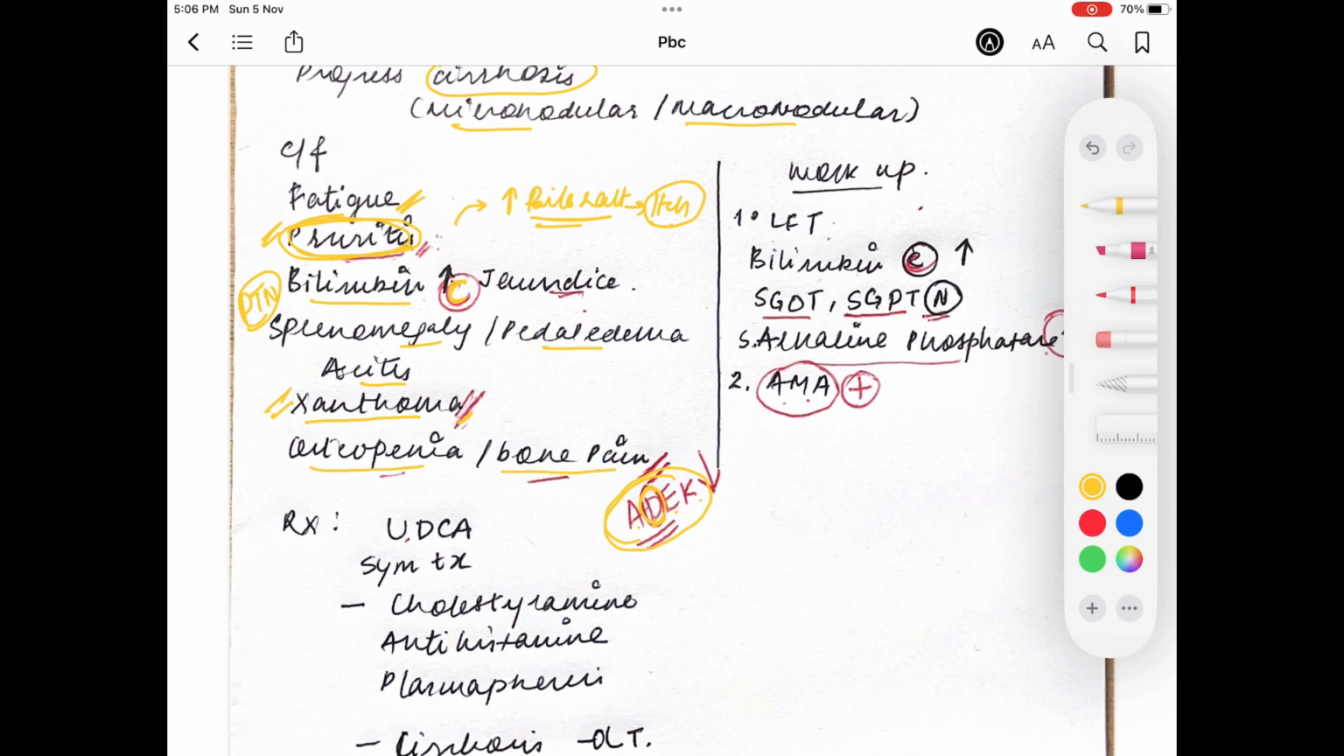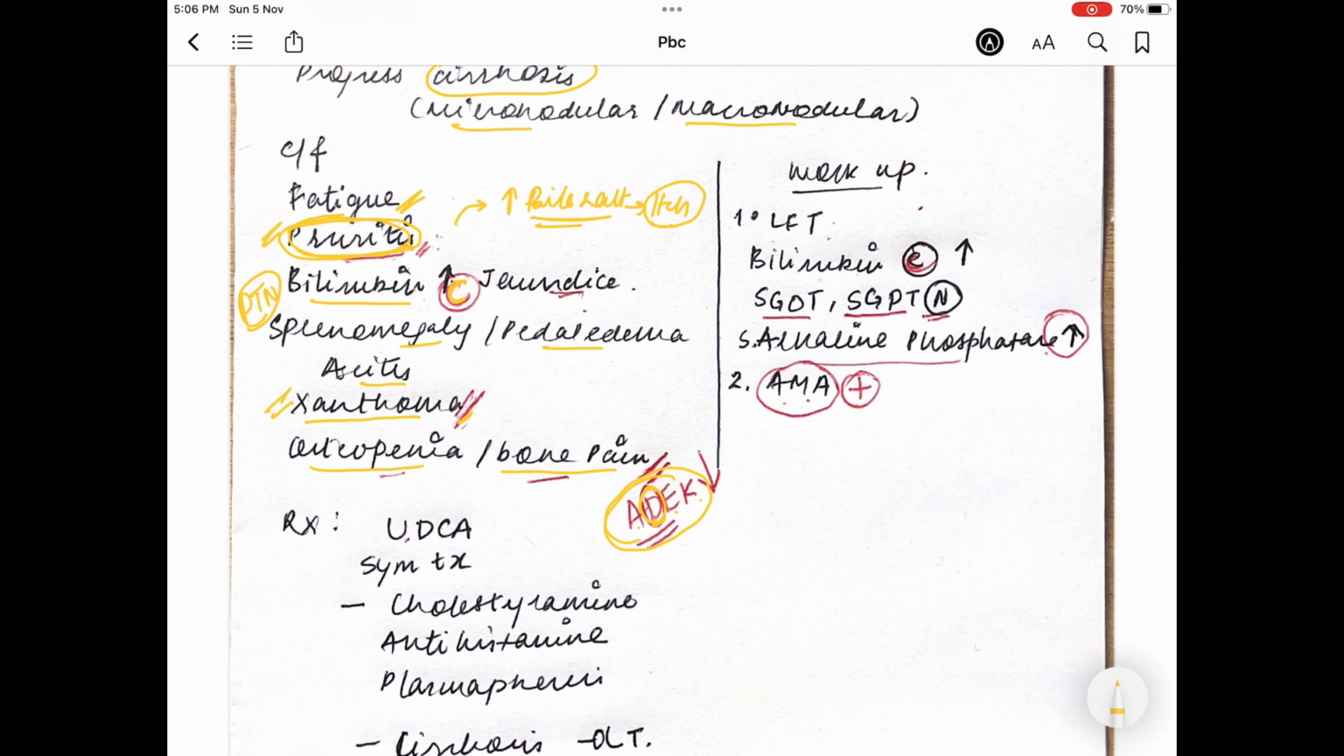So how can we work up this patient? We can do the liver function test. In this we can find the bilirubin level is increased, mostly the conjugated type, and the enzymes like SGOT and SGPT are normal. And the serum alkaline phosphatase is the most important enzyme which is increased in this, more than 4 times. And we can do the antibody test, like anti-mitochondrial antibodies, which are present in PBC. Third, we can also do the liver biopsy.